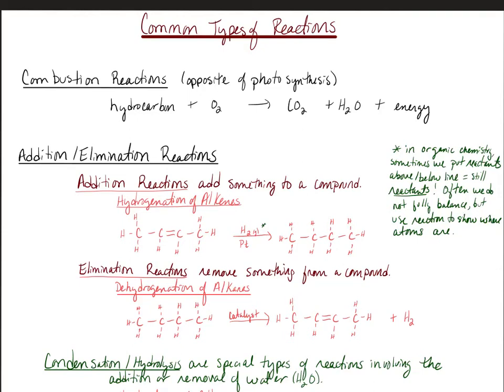So we have several different types of common reactions, and I've tried to categorize these in a way that kind of makes sense to you all. The first being a combustion reaction, which you've already done. Since we've already done that, I won't go through that very much, but just remember, whenever you have a hydrocarbon connecting with O2, you produce CO2, water, and energy, and that's actually the opposite of photosynthesis.